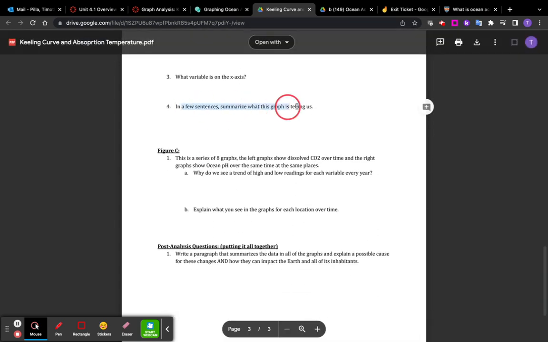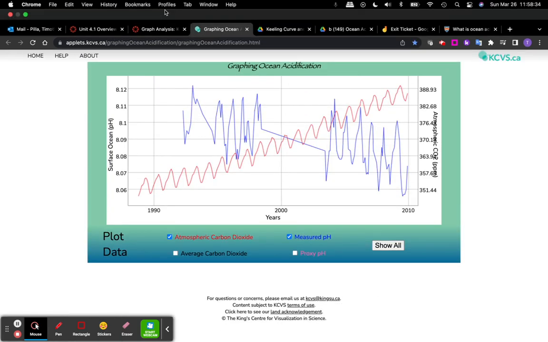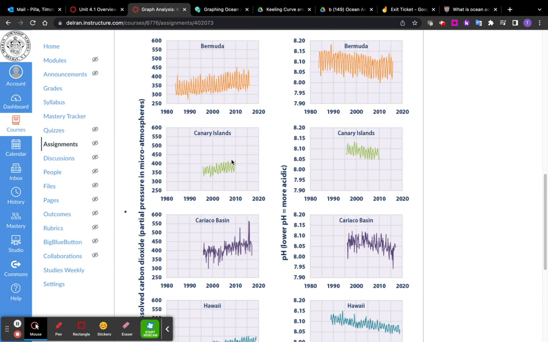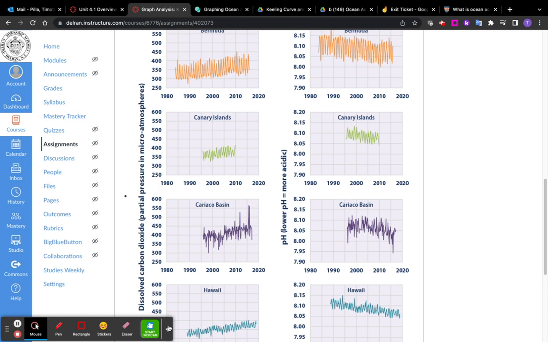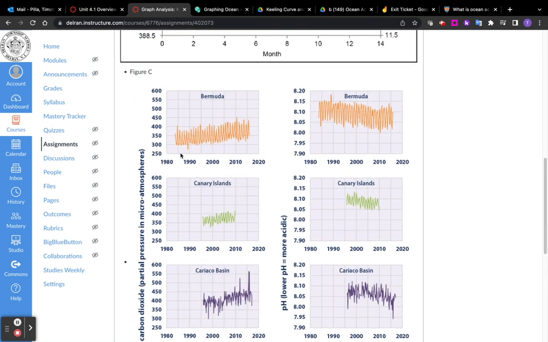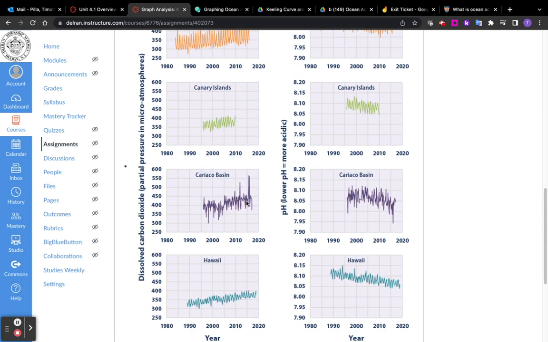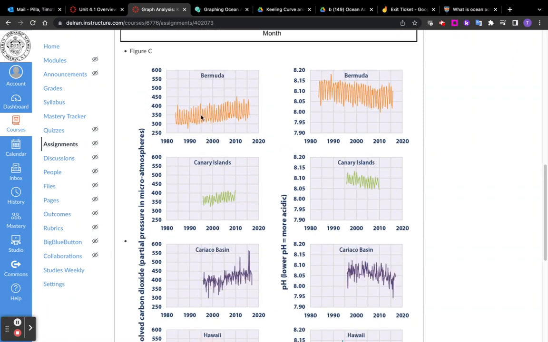And then the last one, we have multiple graphs. If you look on the left and right, all of these graphs here on the left, here is the y-axis for them, dissolved carbon dioxide. That's how much carbon dioxide is dissolved in the ocean. And here we have what the pH is. So these are over the same amount of time, and these two graphs are for Bermuda. These are for Canary Islands, Caribbean Basin, and Hawaii. Again, analyze these graphs and tell me what relationship you see. What correlation do you see between them? If you need help, just ask.